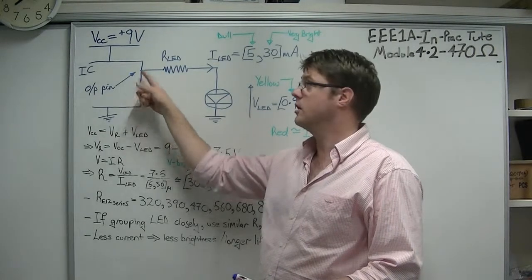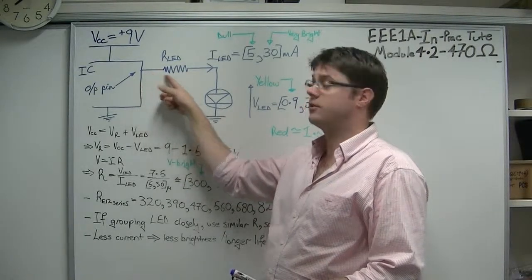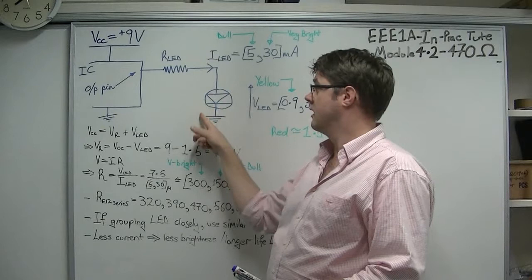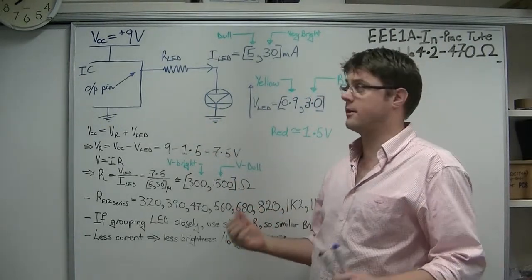Up here I've drawn myself an integrated circuit that has an output. This output pin is going through a resistor to limit the current and out through my LED, as is seen here. Now, a bit of background facts.